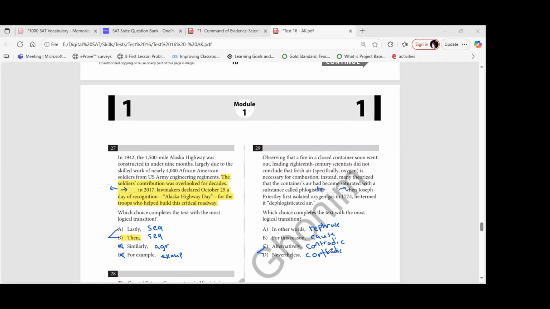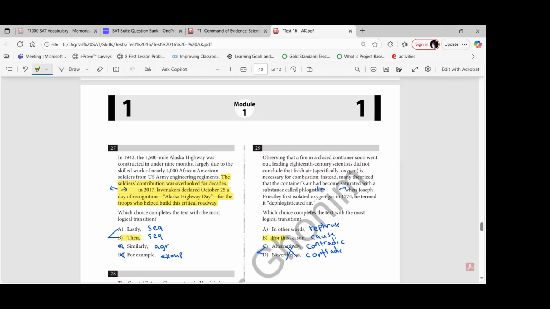Okay, it's not a contradiction. I'm sure of that. So now we cancel both of these. Is it a rephrase or a cause and effect? He said in this one, many theorized that the container air had become saturated with a substance called phlogiston. So when Joseph Priestley first isolated oxygen gas in 1774, he termed it dephlogisticated air. So yes, because they called the air inside the container this. So the oxygen that he separated is going to be dephlogisticated. So this is a cause and effect relationship.